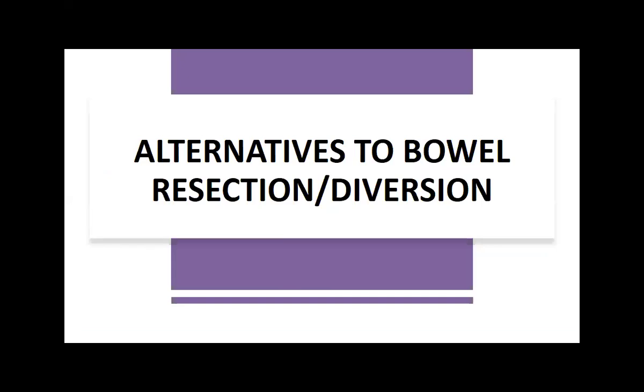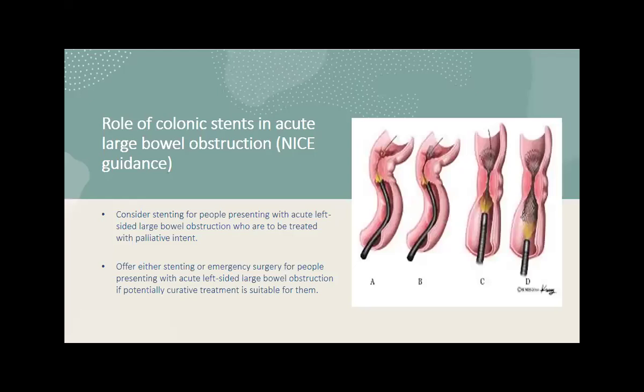Is there any alternative to bowel resection or diversion? Yes. We can use a stent in selected cases if we have obstruction because there is infiltration of the rectum or of the colon from outside. We may use a stent to solve the problem as a bridge, or in an end-stage patient as a palliative treatment. You may put a stent.